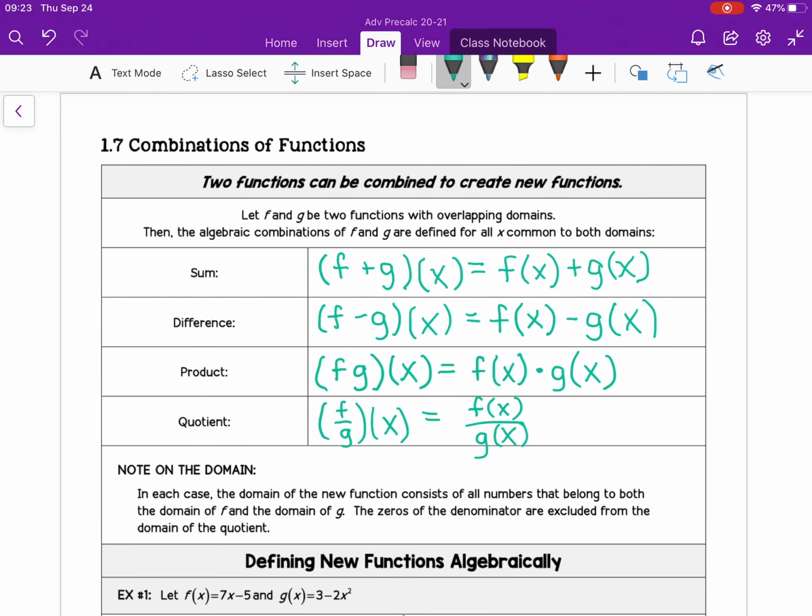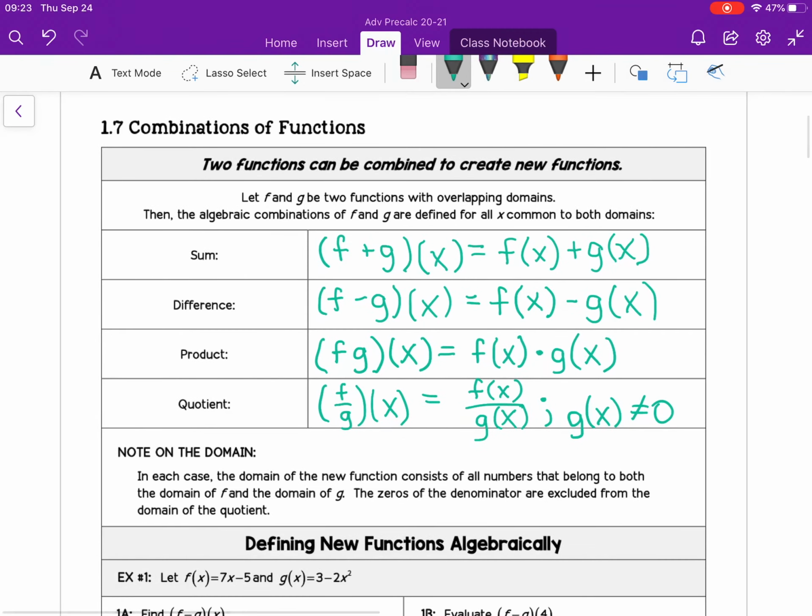There is a stipulation for quotient saying that, hey, be careful because the bottom can never equal 0 in order for it to work. Recall that you can never divide by 0. It's undefined. It does not work. So our domain always has to be that the bottom does not equal 0. And we'll look at some examples of that.